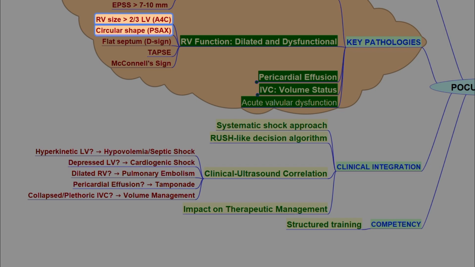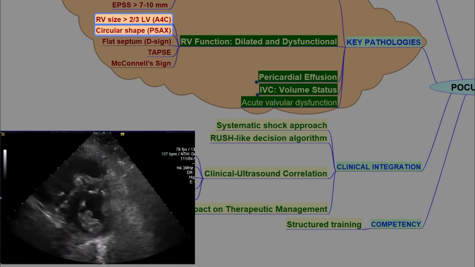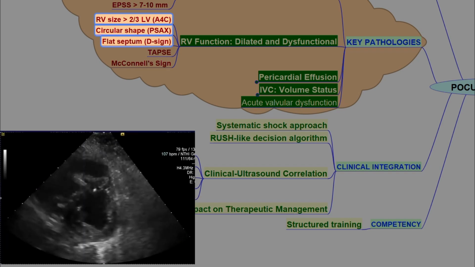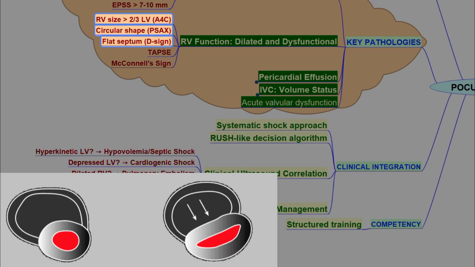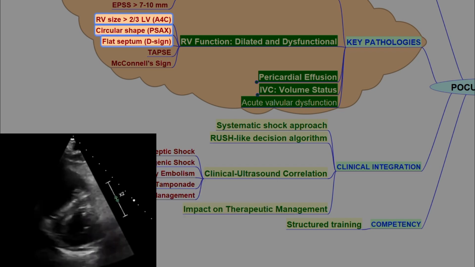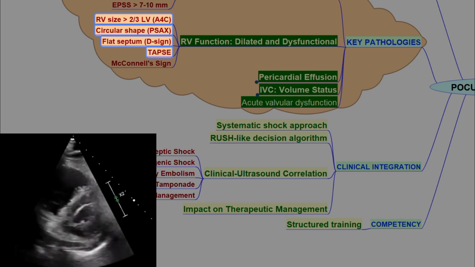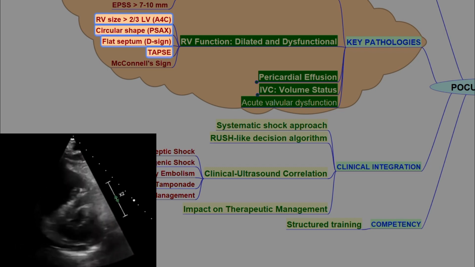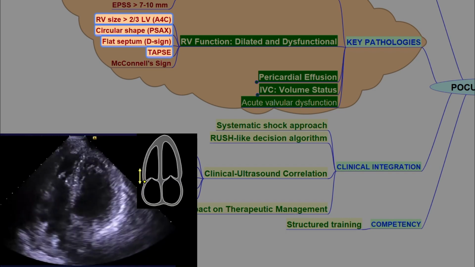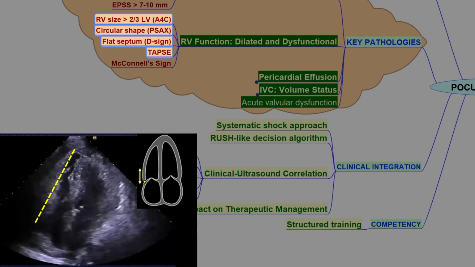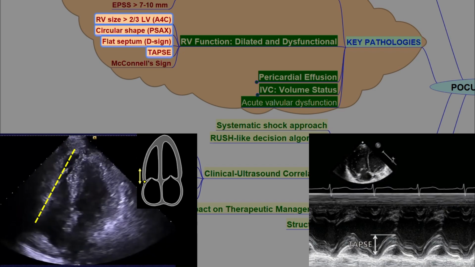In the short axis view, a crescent-shaped RV is normal. A circular one is not. Then observe the septal kinetics. If you see the septum flatten and bow into the left ventricle, that we call a D sign, it signals significant pressure or volume overload on the right side. A more quantitative measure is TAPSE, using M mode on the tricuspid annulus, and an excursion of less than 17 millimeters indicates RV systolic dysfunction.